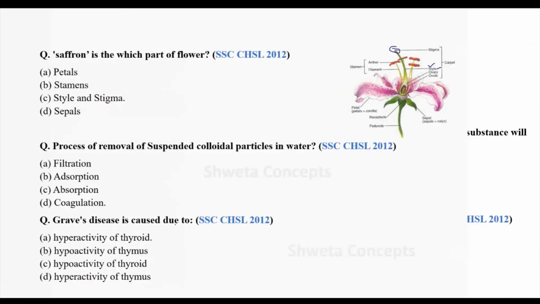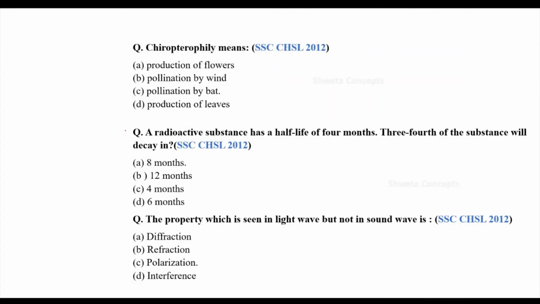Now moving to the next one. Chiropterophilia means, what does it mean? A, production of flower. B, pollination by wind. C, pollination by bat. And option D, production of leaves. Now the correct answer is option C, pollination by bat, chamgadar, right? So pollination of flowers by bats is called chiropterophilia. Next, a radioactive substance has a half-life of 4 months. 3/4 of the substance will decay in, what is the correct option? Option A. This is a core physics question, very important.